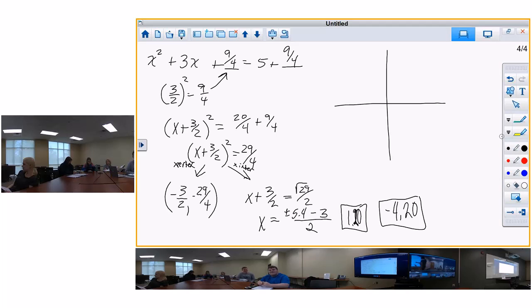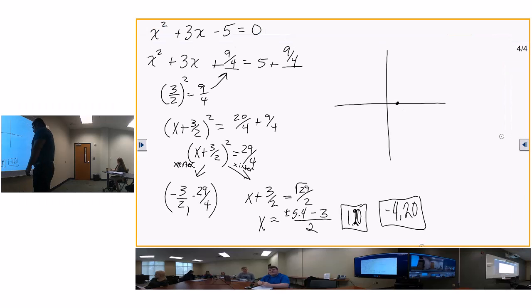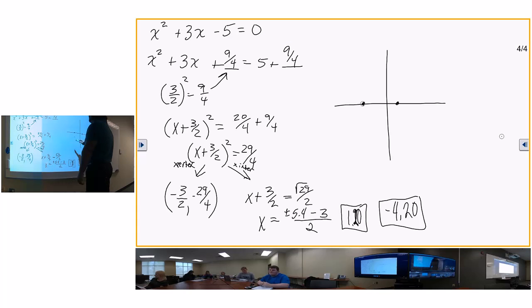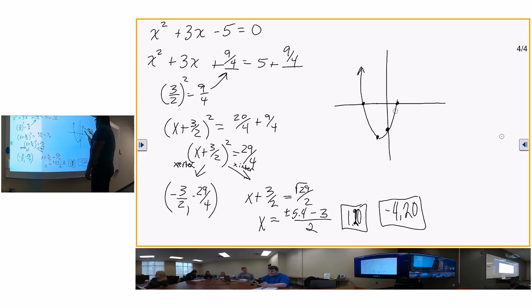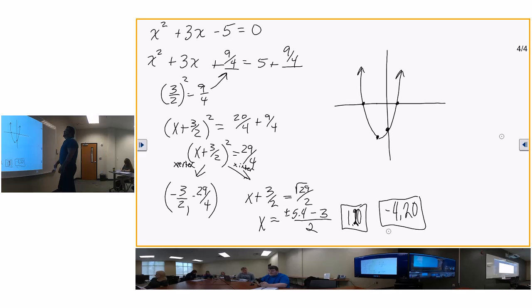All right, 1.2, negative 4.2, negative 5, and the vertex is negative 1.5, and 4 will go into 28 times, negative 7. What is the domain? Domain is all real numbers. What's the range? Negative 7 1/4 to infinity.